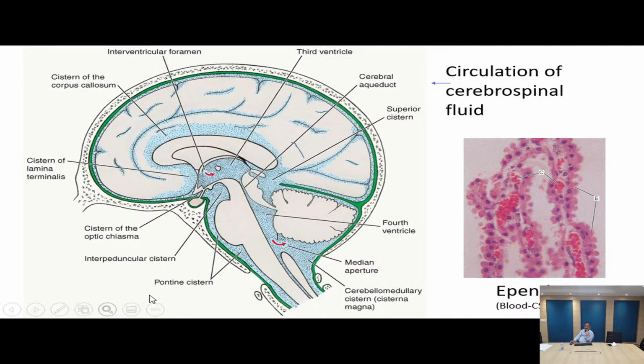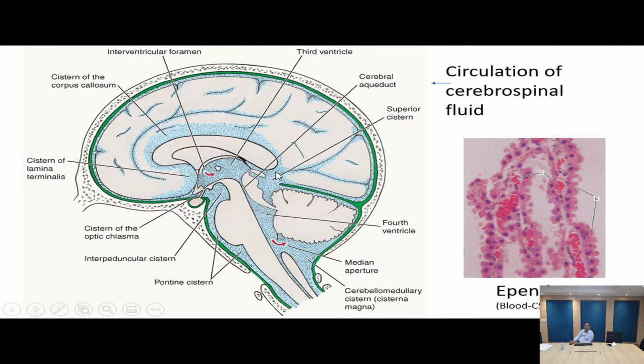So let us look over here. The largest cistern in the brain is here, just below the cerebellum. This is the medulla, this is the cerebellum, and it is present at the angle. So it is called the cerebellomedullary cistern.